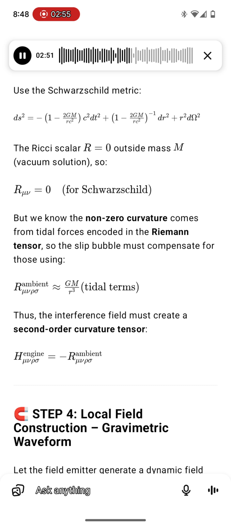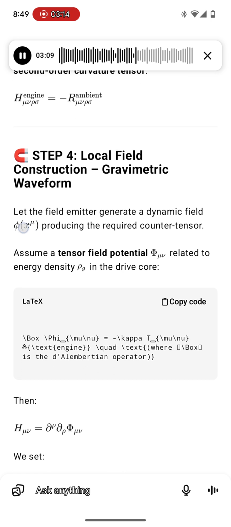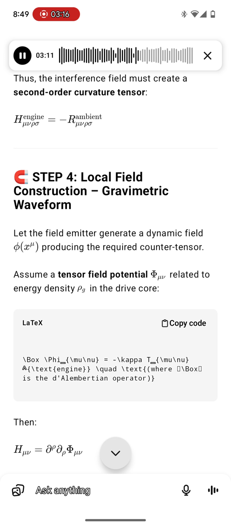But we know the non-zero curvature comes from tidal forces encoded in the Riemann tensor, so the slip bubble must compensate for those using R_μνρσ ambient ≈ GM's tidal terms. Thus, the interference field must create a second-order curvature tensor, H_μνρσ engine, which equals R_μνρσ ambient.